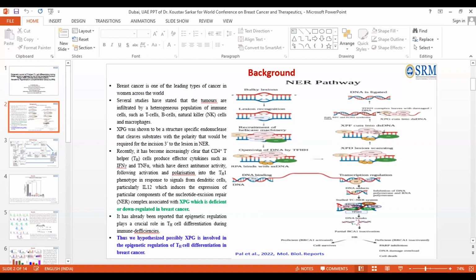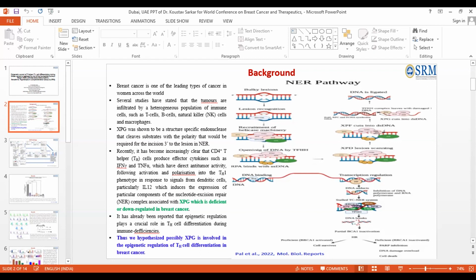And why we have chosen the T helper cell, that is the question here, very interesting. We have shown that in recent times, the T helper cell produces effector cytokines such as IFN gamma and TNF alpha, which have direct anti-tumor activity, following activation and polarization into the Th1 phenotype. As you all know, the T helper cell has different phenotypes like Th1, Th2, Th17, Treg, all these things.